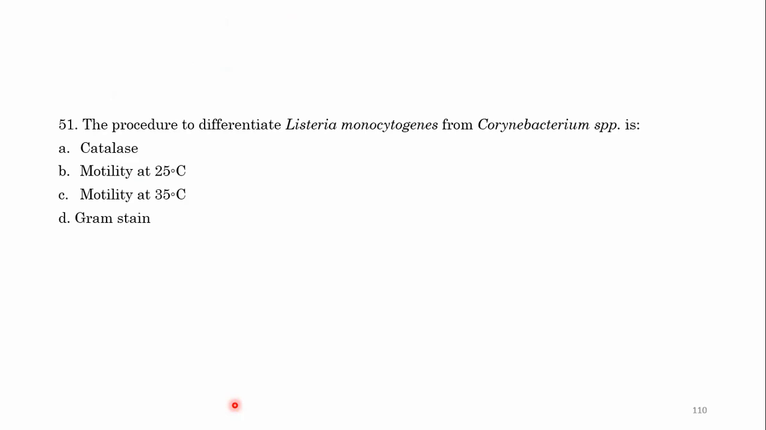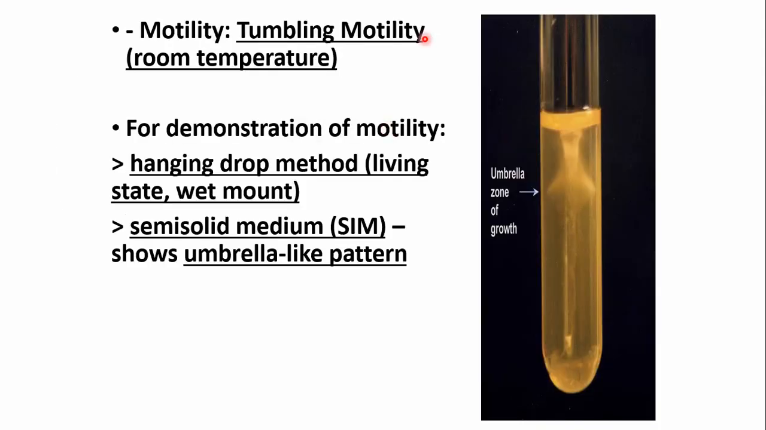Number 51, the procedure to differentiate Listeria monocytogenes from Corynebacterium species is A, catalase test, B, motility at 25 degrees Celsius or room temperature, C, motility at 35 degrees Celsius, D, Gram stain. The correct answer is letter B, motility at 25 degrees Celsius. As we all know, Listeria is a motile bacteria, and its optimum temperature for it to demonstrate its motility is room temperature, and that is 25 degrees Celsius. Listeria is well known for its tumbling motility. The optimum temperature, I repeat, is room temperature.